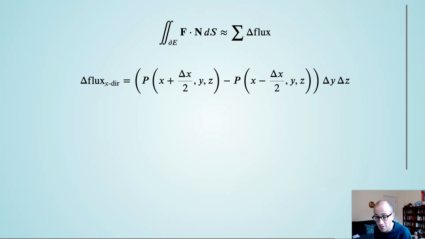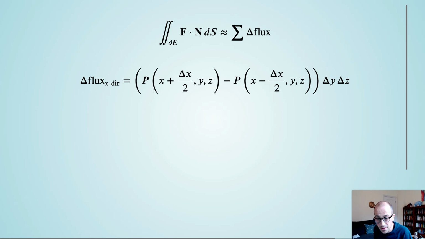So the piece of the flux in the x direction is given by P at x plus delta x over 2, y, z. That's just the middle of the one side, minus P at the back side. So I go up delta x over 2 to reach one side, and I go back delta x over 2 to reach the other side. These are scalars. I take their difference times the area, delta y delta z. That'll give me the delta flux.